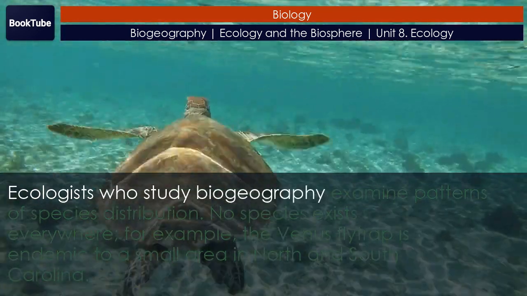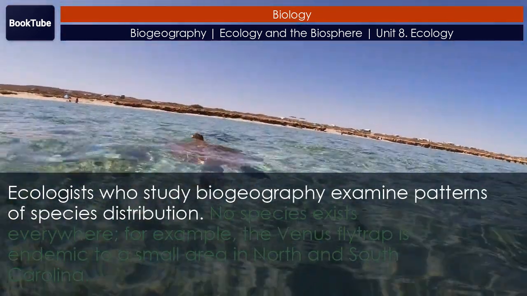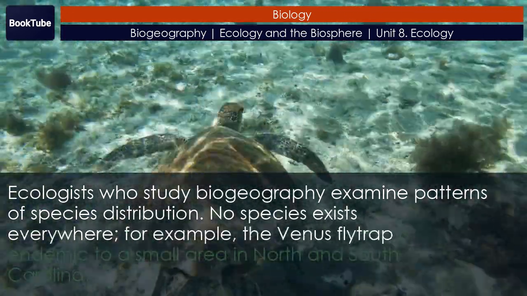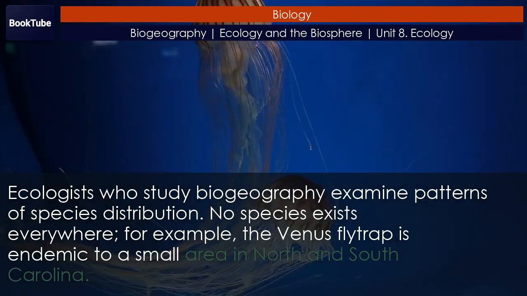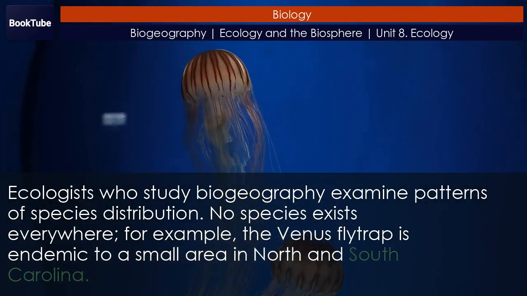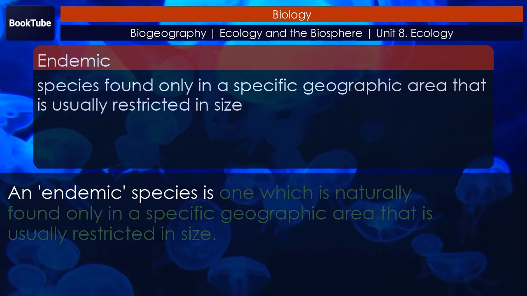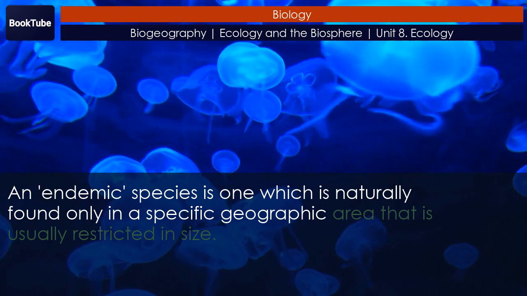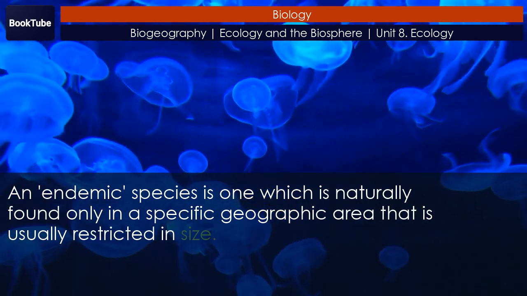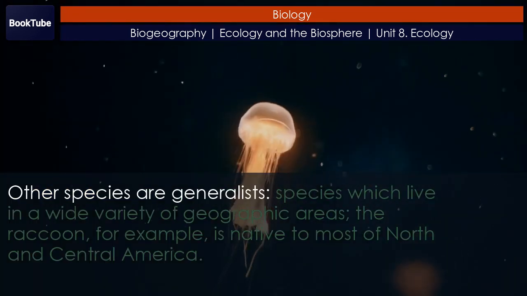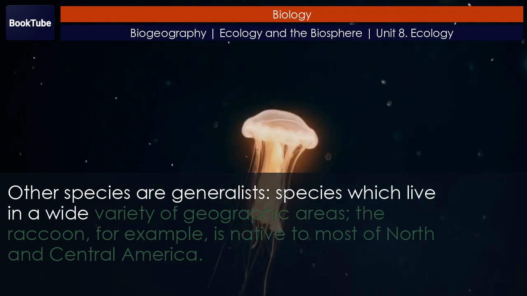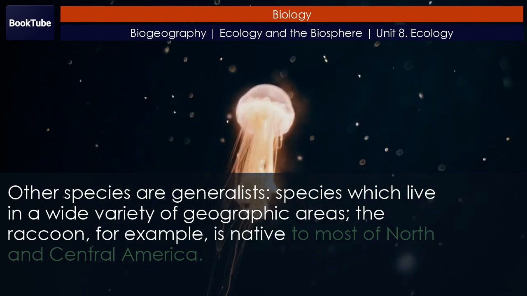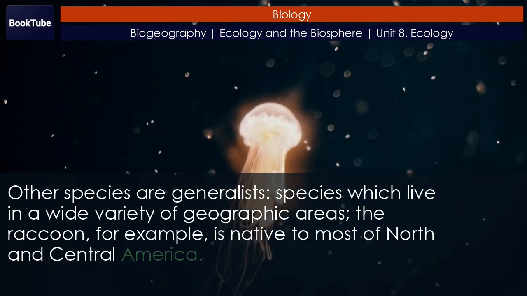Ecologists who study biogeography examine patterns of species distribution. No species exists everywhere. For example, the Venus flytrap is endemic to a small area in North and South Carolina. An endemic species is one which is naturally found only in a specific geographic area that is usually restricted in size. Other species are generalists, species which live in a wide variety of geographic areas. The raccoon, for example, is native to most of North and Central America.